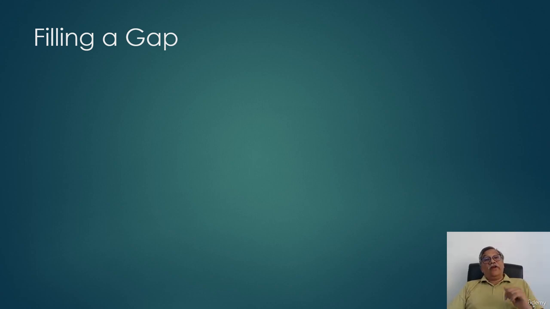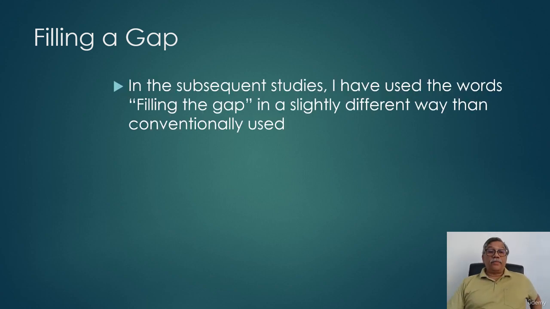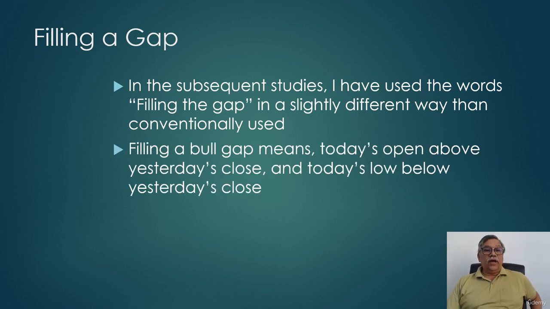Now let us talk of filling up of a gap. Suppose there is a gap, an unfilled gap, a full gap. What is the probability it will get filled up? Filling the gap is used slightly differently than conventionally. Filling a gap means today's open is above yesterday's close and today's low is below yesterday's close. So it had formed a gap and came down, but it has to come below the close, not just below the shadow. Overlapping shadows I have not considered as filling a gap, because I have measured the gap from the closing price.